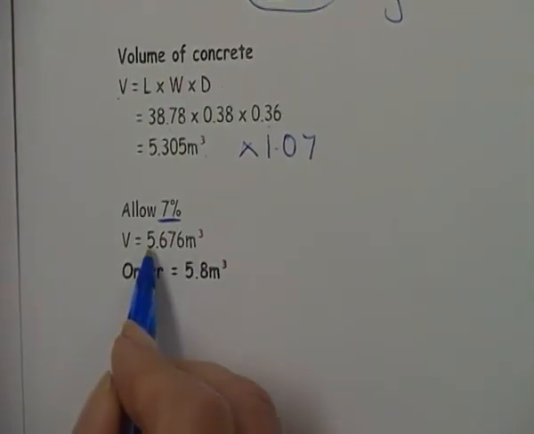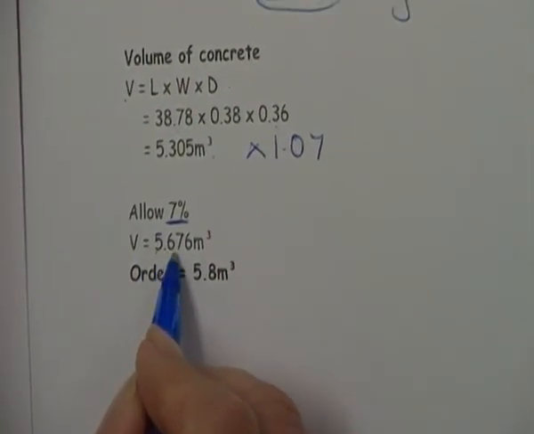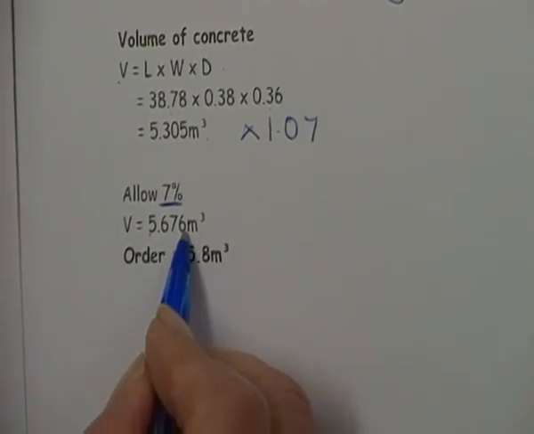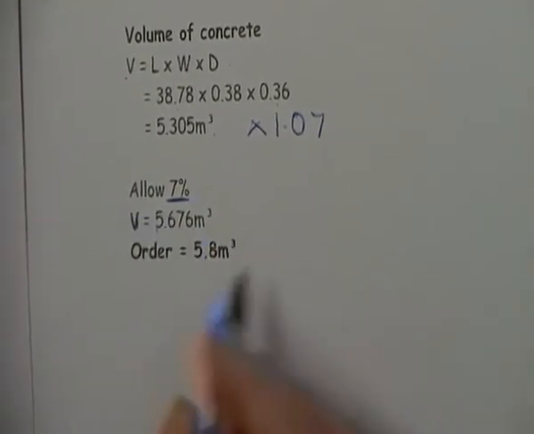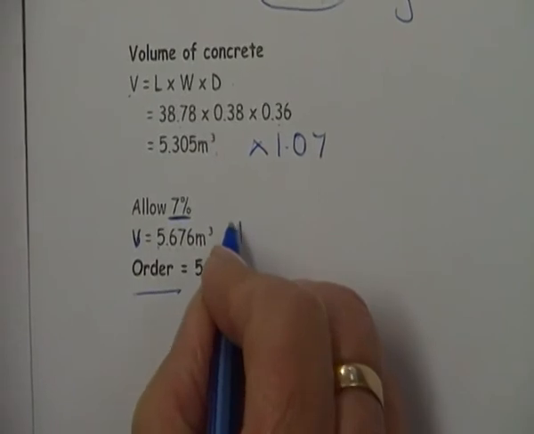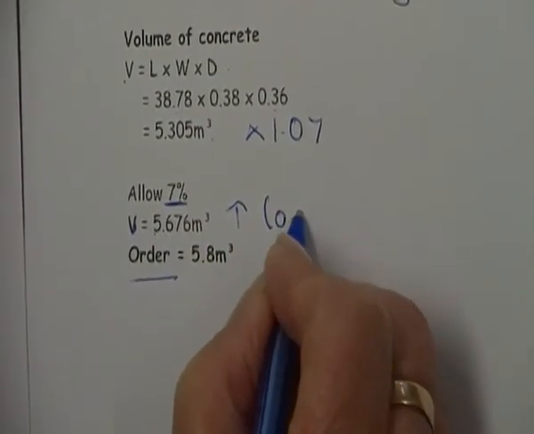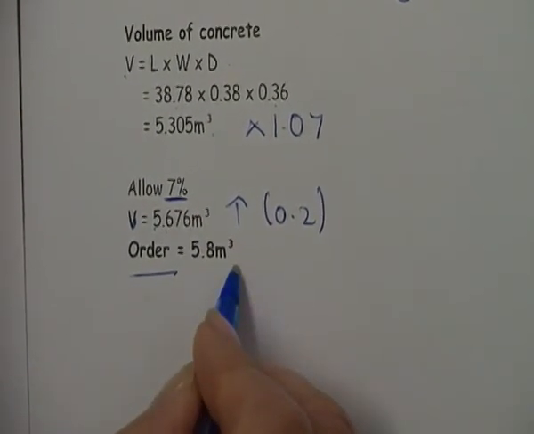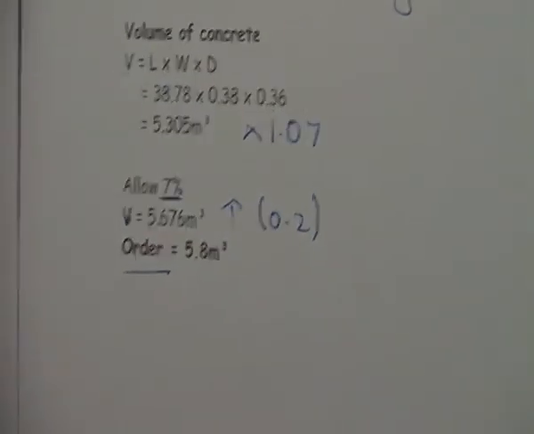And then we're going to get 5.676. Now that's my volume, but that's not my order. I've got to round up in increments of 0.2. So it's going to be 5.8 metres cubed.